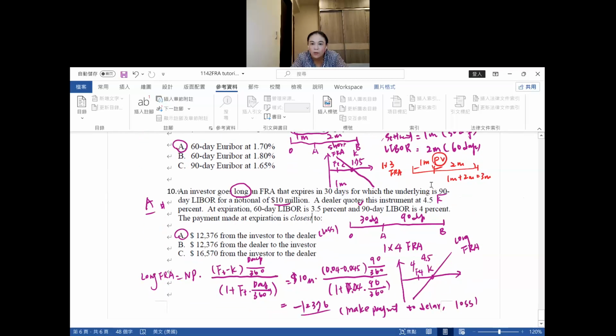Final question. An investor goes long an FRA expiring in 30 days with the underlying 90 days. So basically, this is a 1 times 4 FRA. Okay, because you are investing after 1 month based on a 3 month FRA quotation, which is the 90 days. At expiration, 60 days is 3.5%, 90 day is 4%. So we are using the 90-day quotation, right? Because it's 1 times 4. So basically, you are computing your PV here based on 90 days.